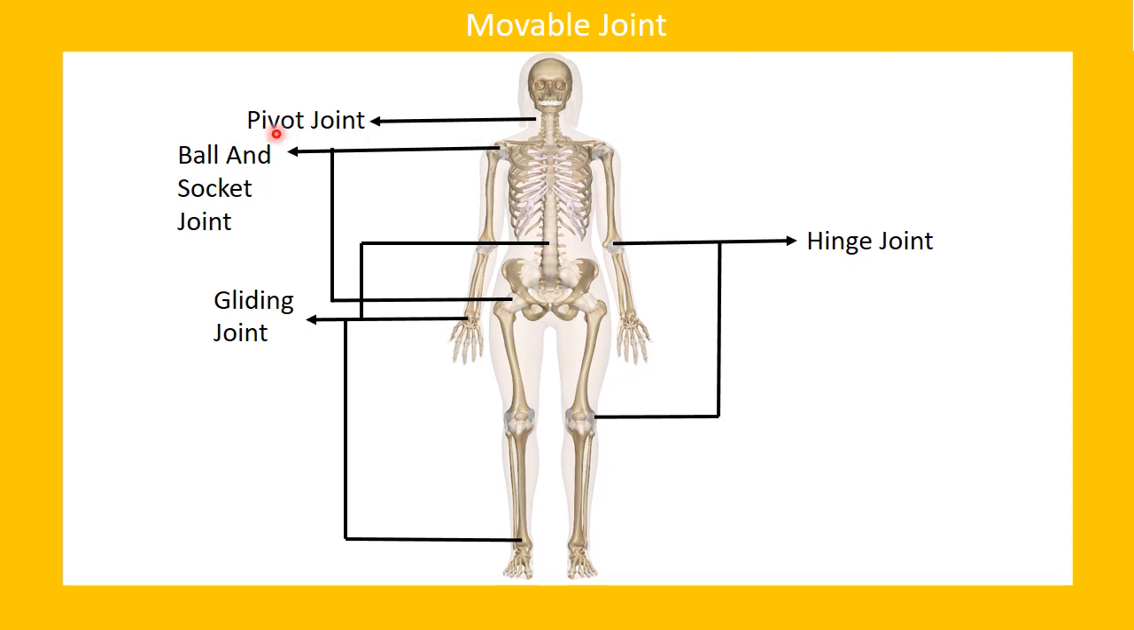First is the pivot joint. This is in our neck. Then the ball and socket joint, which is in our shoulder and near our abdomen. Next is the gliding joint. It is in our spine, the leg and even in our hand. And let's move on to the hinge joint. This hinge joint is in our elbow and in our knee. So let's move on to our next slide.